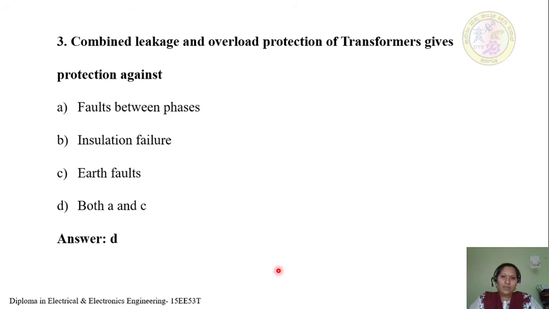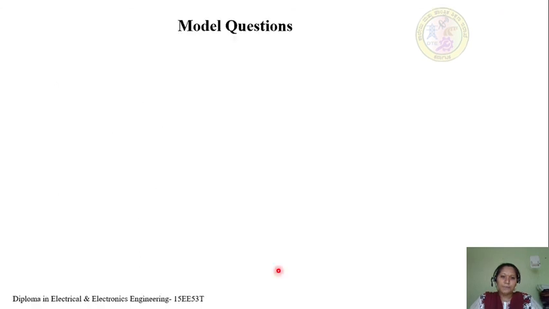Combined leakage and overload protection of the transformer gives protection against option A, the faults between phases, option B, insulation failure, option C, earth faults, option D, both A and C. Hence, the right answer for this question is option D. That means this combined leakage and overload protection of the transformer gives protection against phase faults as well as earth faults. Hence, the right answer for this question is option D.